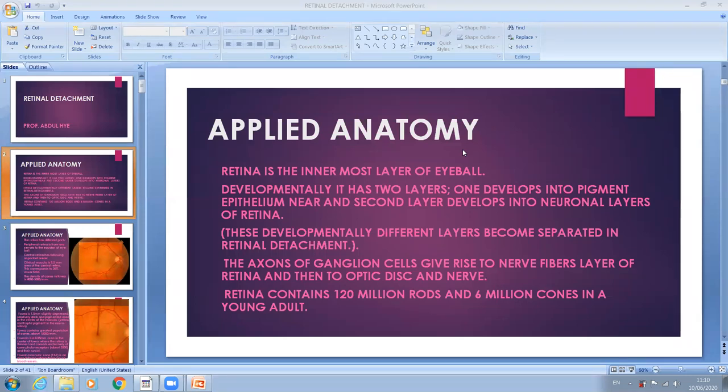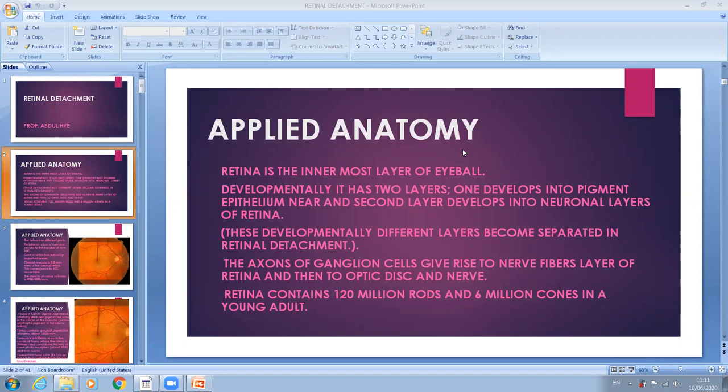As I have told you, it is the inner layer which multiplies to become multiple layers of cells. As you can recall from anatomy, the different layers of the retina include, in the innermost, the ganglion cell layer, then the bipolar cells, then the nuclei of the rods and cones. The rods and cones are in contact with the outermost layer, the pigment epithelium. The axons of the ganglion cell layer form the nerve fiber layer.